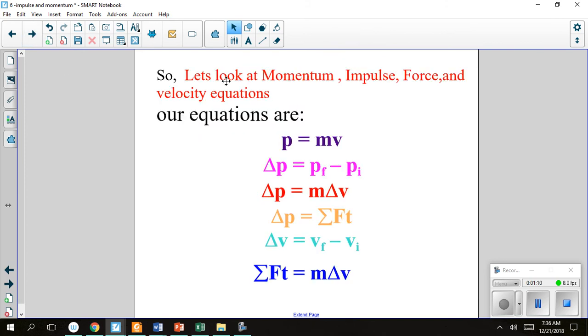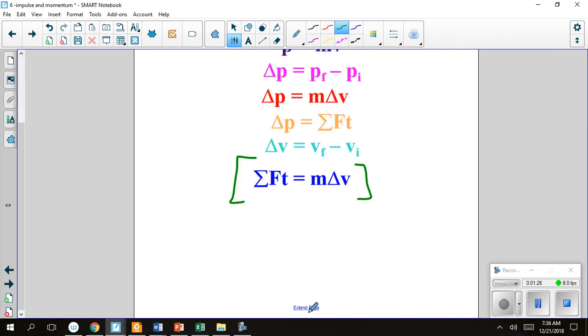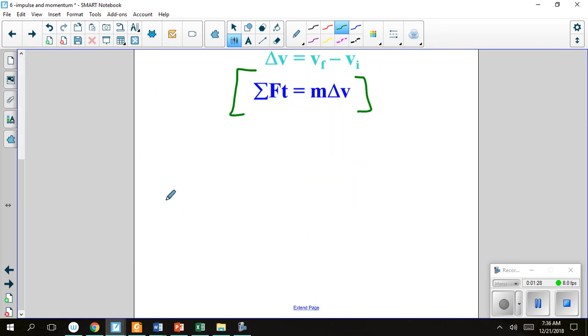Some quick rundown of our formulas. The one that's going to be most helpful for you in my class is this one right here, where our force times our time equals our mass times our change in velocity. And if you break it down, it should kind of make sense. So force equals mass times acceleration. Remember, that's Newton's second law.